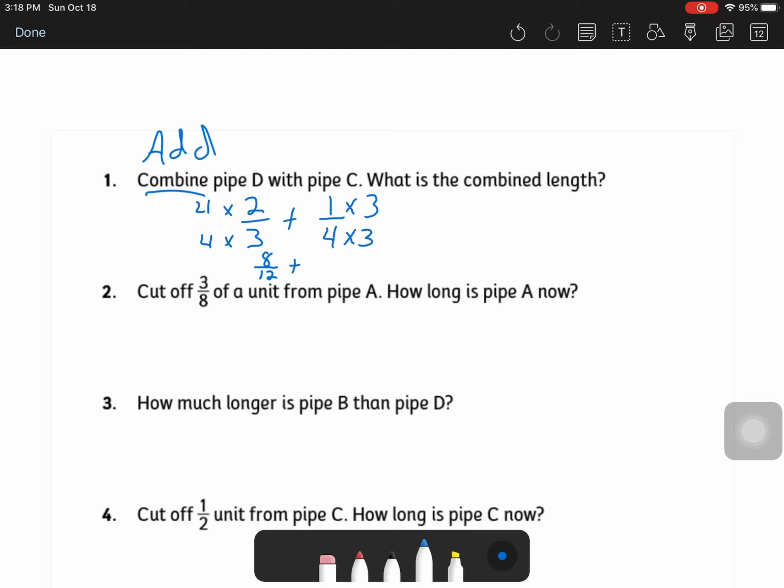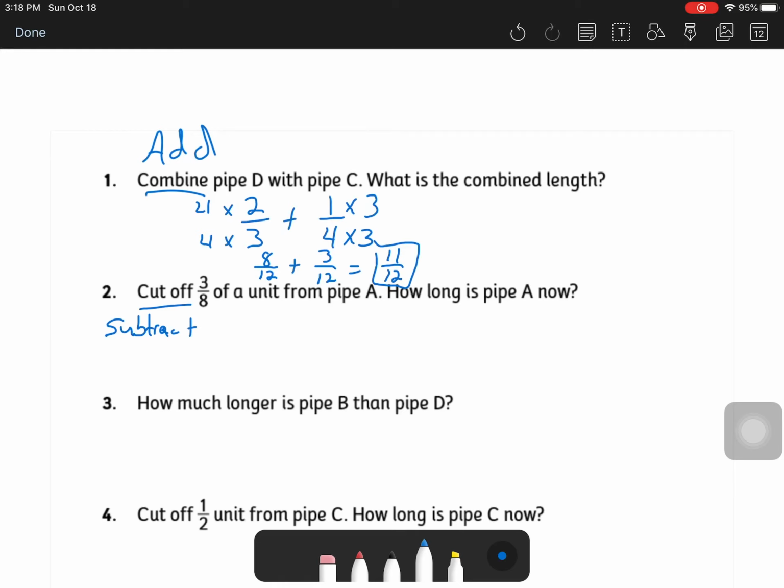So I'm going to have 8/12 plus, and over here I'd have 3/12, and that's going to give me 11/12 for my answer.